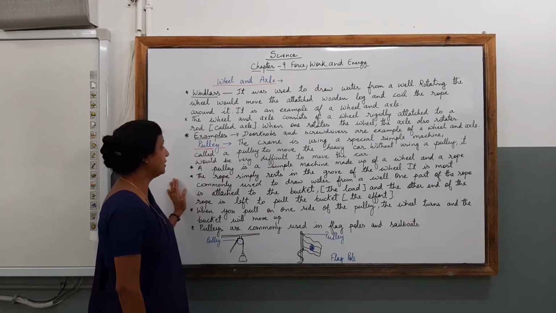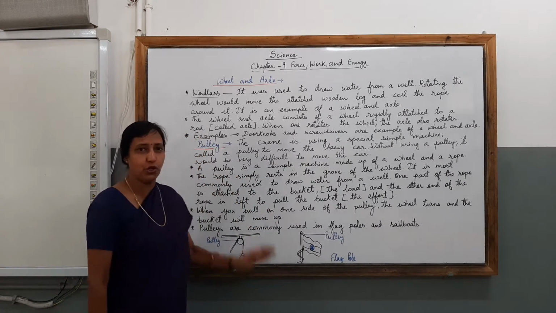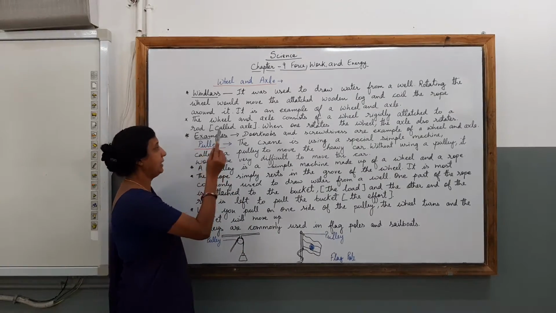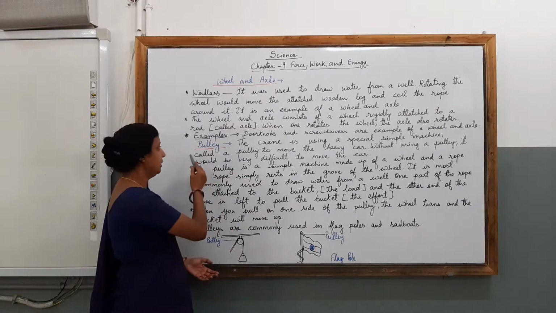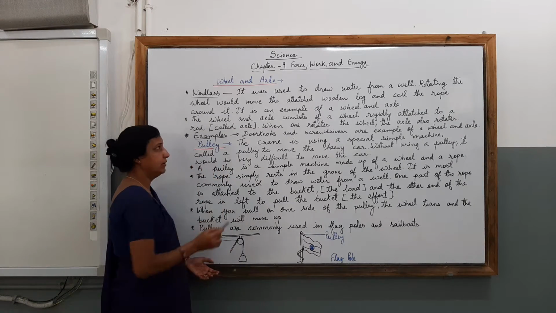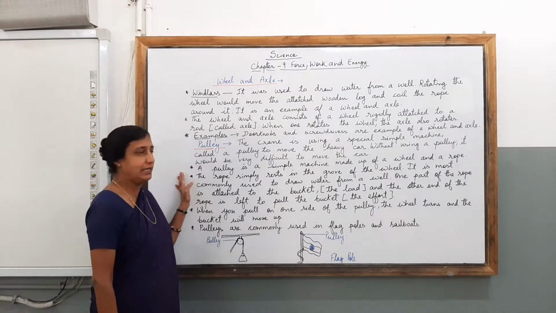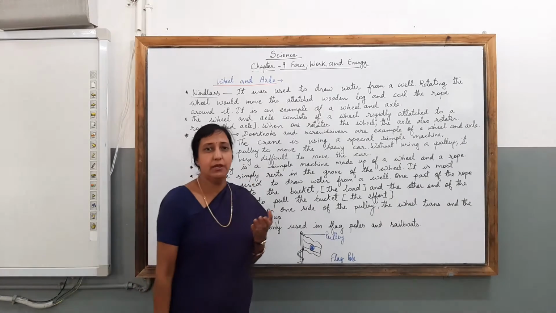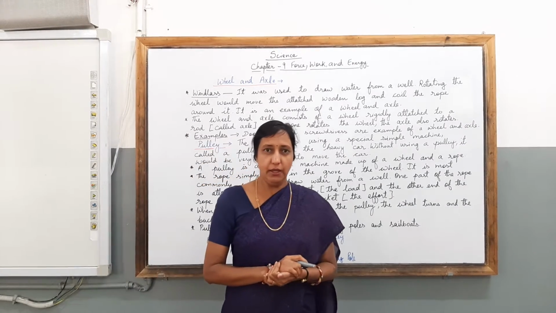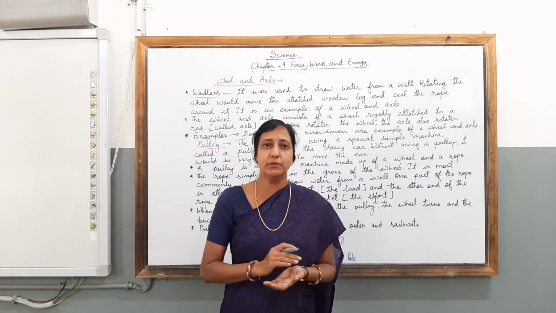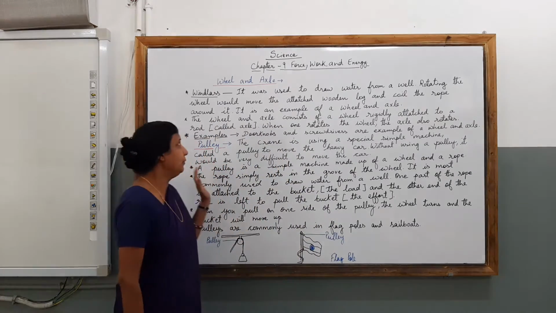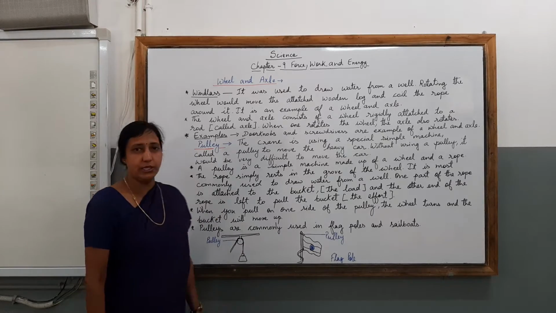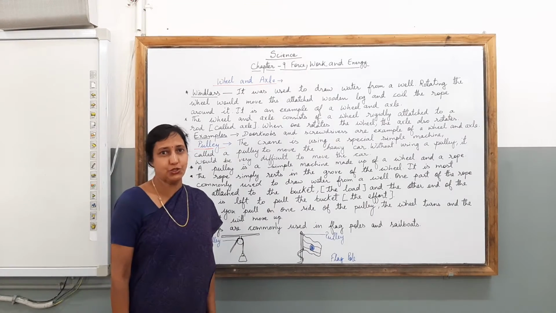And moving ahead with the same chapter, we are moving on to a new topic, children, that is wheel and axle. And the next topic which we are going to cover is a pulley. What is a pulley? Before we start, let us see how these machines are making our life easy and how difficult work is easily done with the help of this kind of thing. So let us know wheel and axle, what it is and where it is used.